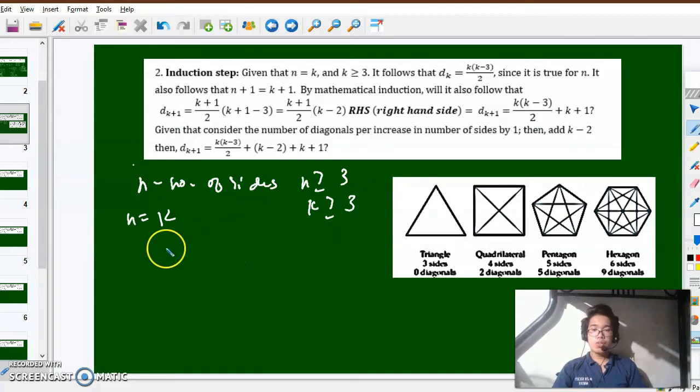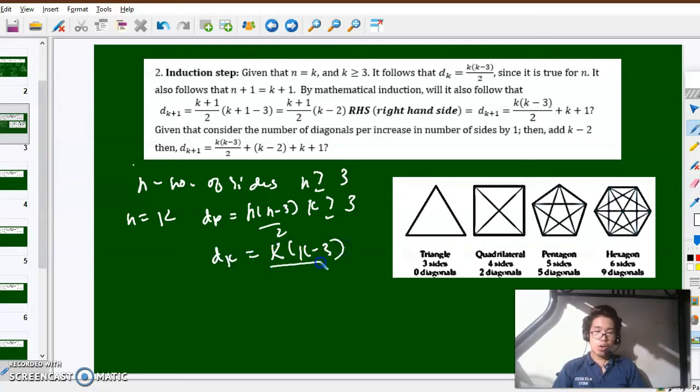So this follows that since our formula d sub n, the diagonals for a given polygon, is n times n minus 3 all over 2, that's going to be for k, d sub k is equal to k times k minus 3 all over 2. Because we now use the constant k. So this is how we do it in mathematical induction.